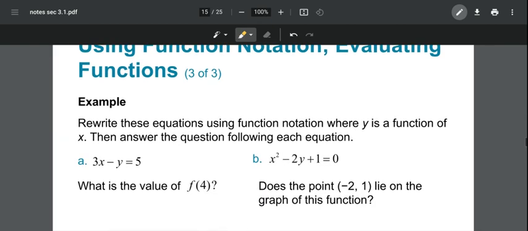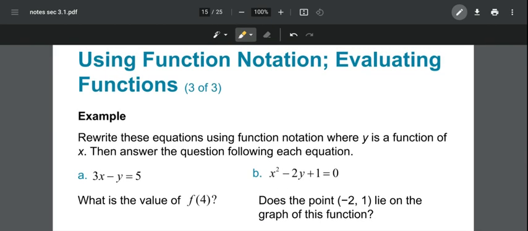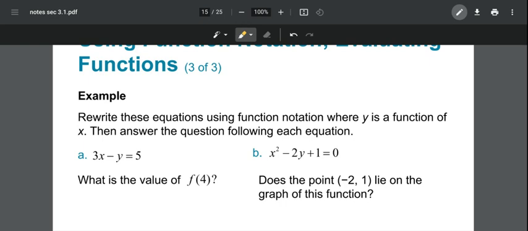So next example. In the next example, we need to rewrite the given equation using function notation where y is a function of x, then answer the question following each equation. Okay, so part A, this is our equation, and they're asking what is the value of f of 4. So first, I'm going to rearrange this equation and solve it for y.